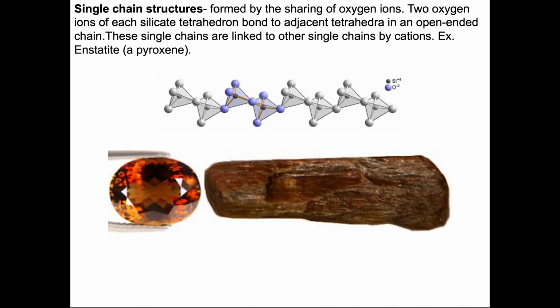Single chain structures, again, are formed by the sharing of oxygen ions. Two oxygen ions of each silicate tetrahedra are bound to adjacent tetrahedra in an open-ended chain. These single chains are linked to other single chains by cations. Again, our example would be enstatite, which is a pyroxene, pictured here. It can be kind of a rough-looking mineral, or if you find a nice clean version, you can polish it and facet it and even make an enstatite gemstone out of it.